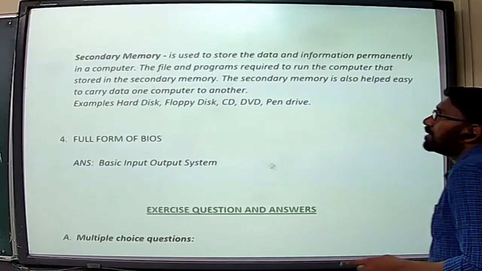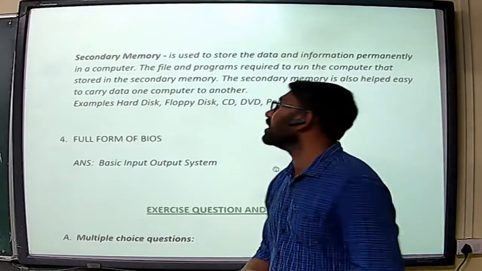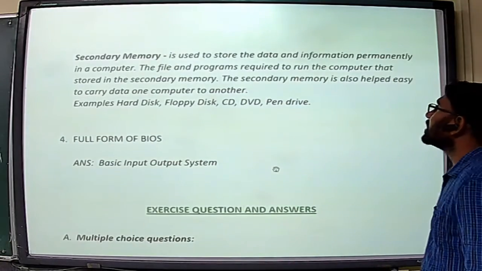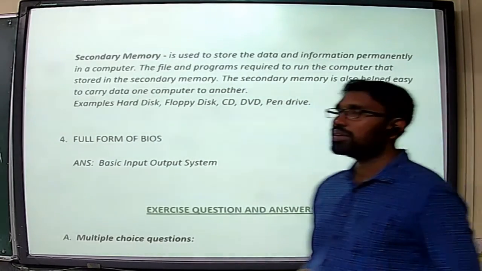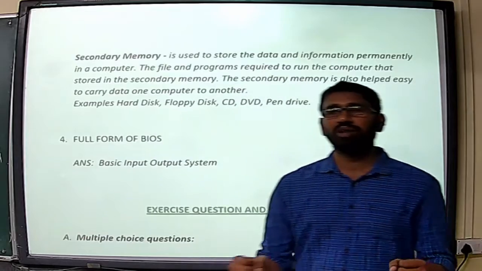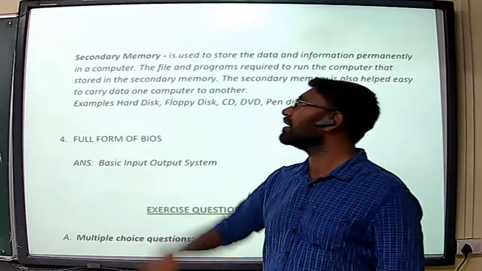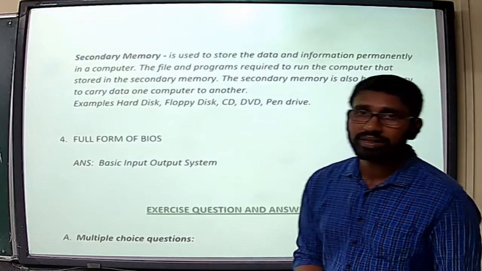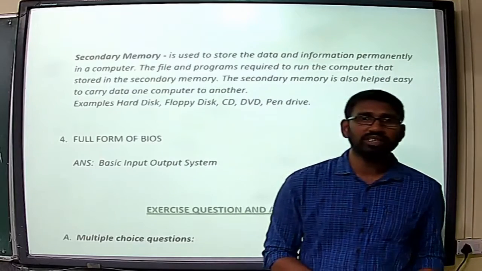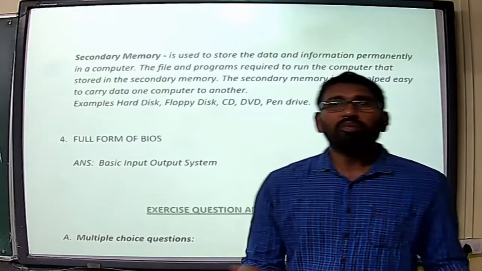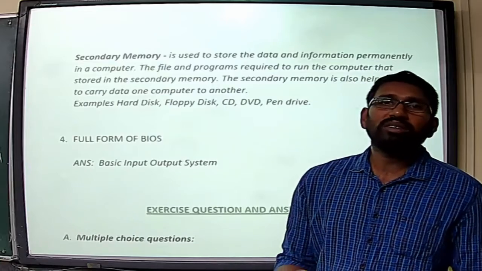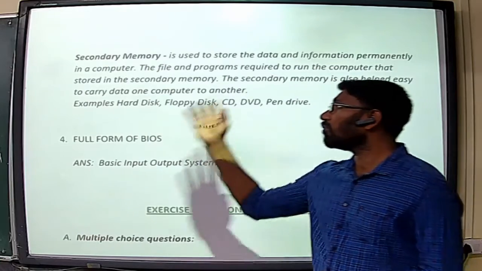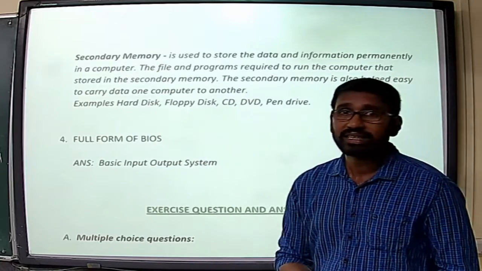So before the secondary memory. The secondary memory is used to store the data and information permanently in a computer. If you want to keep your data permanently in your computer, we choose secondary memory. A hard disk, hard drive is the first option. In our computer, we have many files, movies, videos, the rest of things. With the help of the hard drive, we store our data.